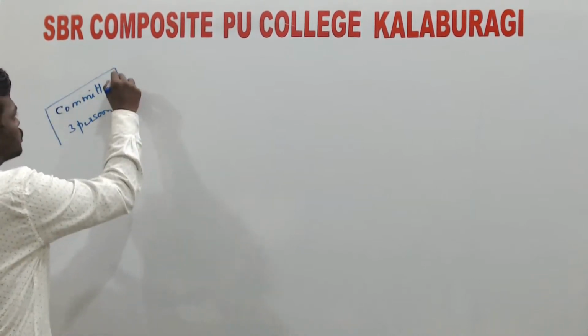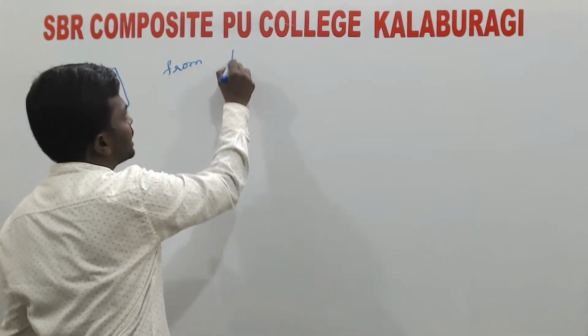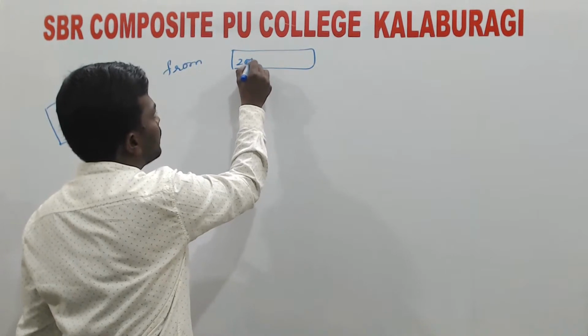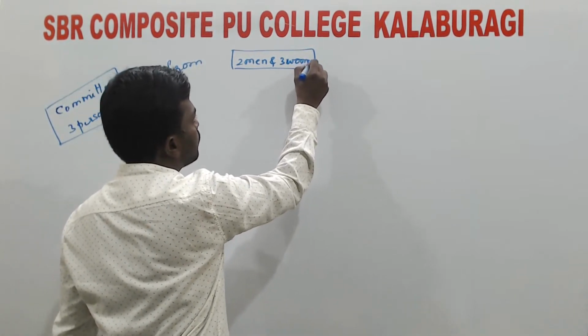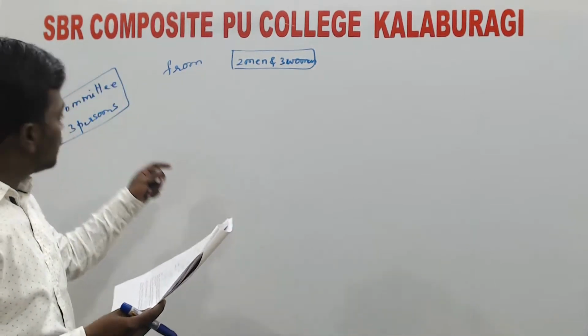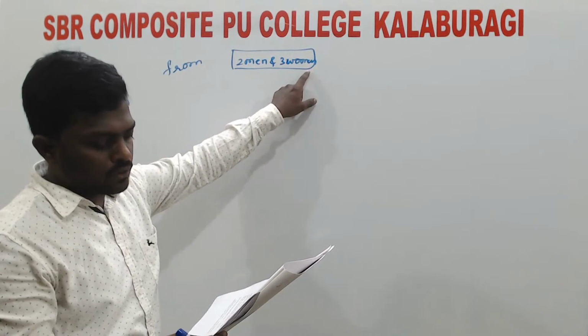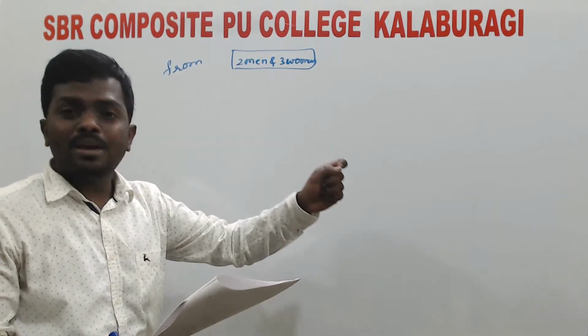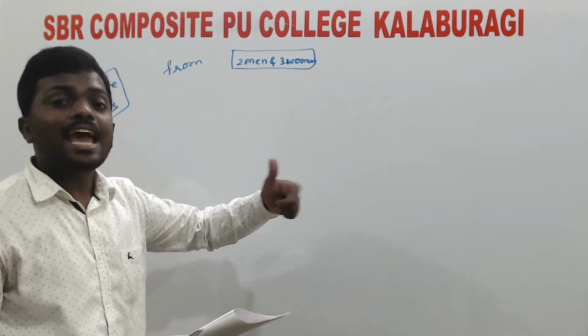They are asking us to form a committee of 3 persons from which collection? 2 men and 3 women. First one: in how many ways can this be done?